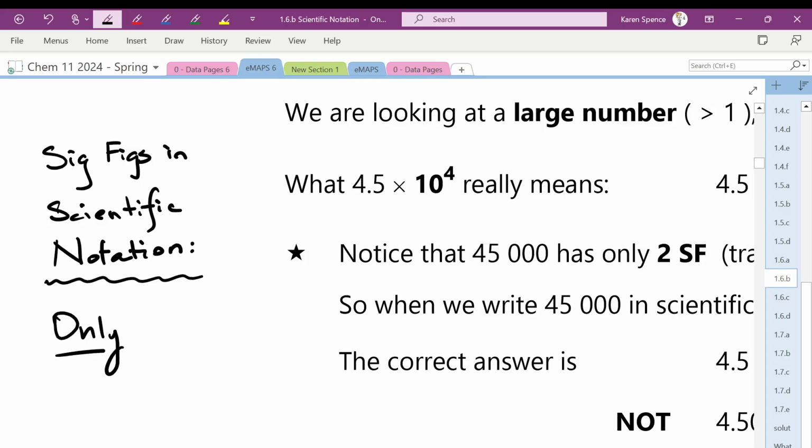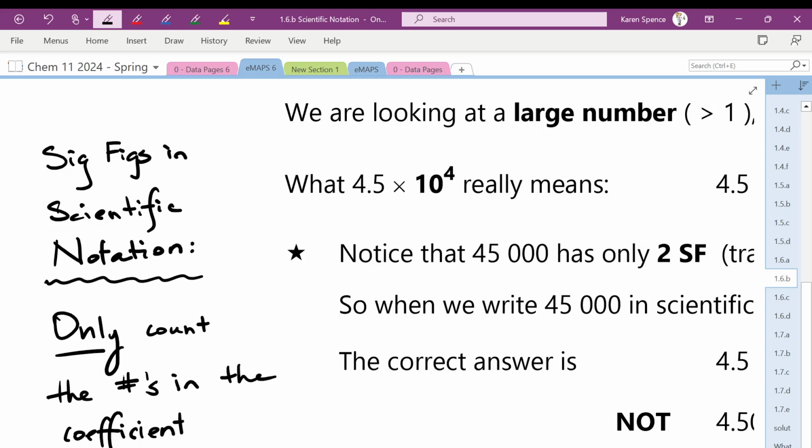So sig figs in scientific notation only count the numbers in the coefficient. Ignore the times 10 to the whatever. Don't try multiplying it out. Don't try changing it to standard notation. Just leave it alone and you're like, okay, this is good.